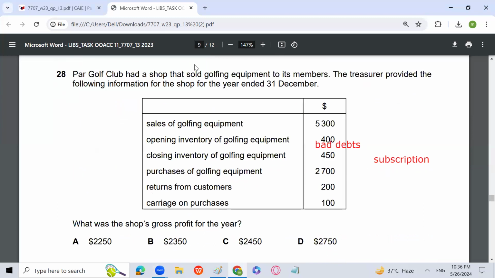Par Golf Club has a shop that sold golfing equipment. The treasurer provided the following information for the shop for the year ended 31st December. Sales of golfing equipment, opening inventory of golfing equipment, closing inventory of golfing equipment, purchasing of golfing equipment, return from customer is a sales return, carriage on purchases. What was the shop's gross profit?